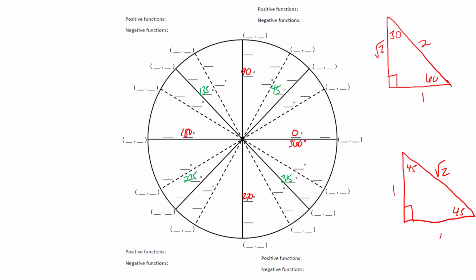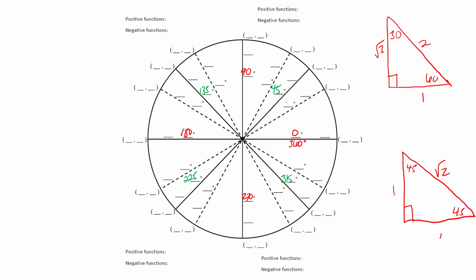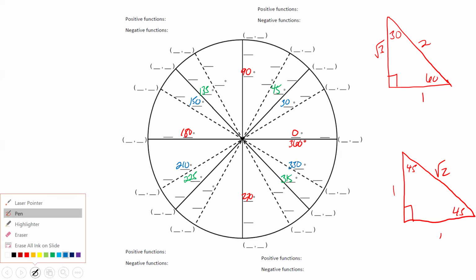Now we're going to do all of our angles that have a reference angle of 30 degrees. From 0 to here, this is a reference angle of 30 degrees. What would be the angle here with a reference angle of 30 degrees? 150. Reference angle of 30 puts me where? 210. Reference angle of 30? 330.